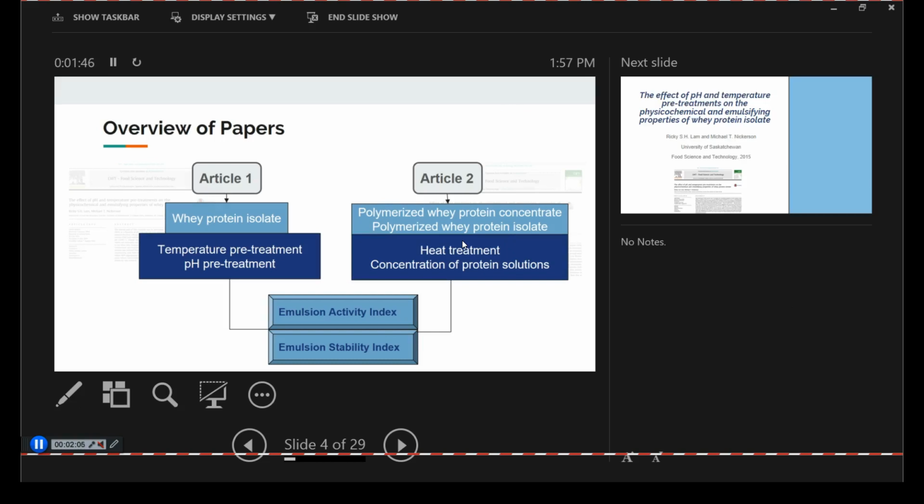Now to just look briefly at an overview of the two papers we're looking at. Article 1 focused on whey protein isolate and looked at the effect of temperature and pH pretreatments, whereas Article 2 was looking at polymerized whey protein isolate and concentrate and the effects of denaturing heat treatments and concentrations of protein solutions. And they both measured functionality in terms of emulsion activity and stability.